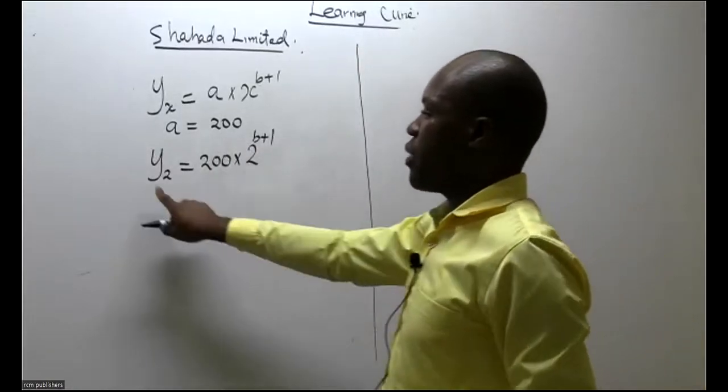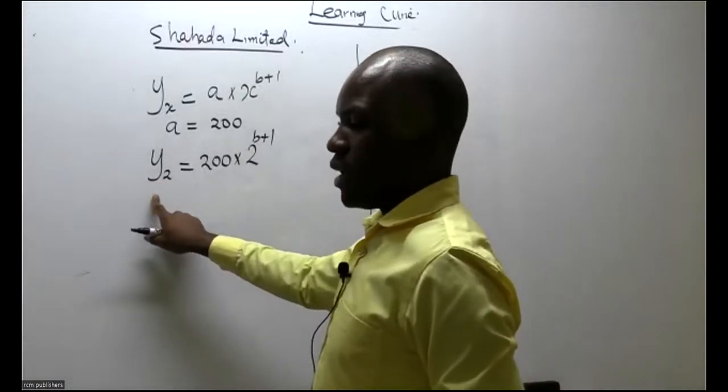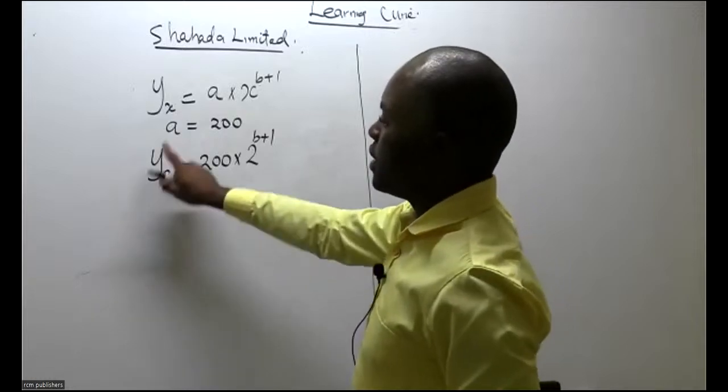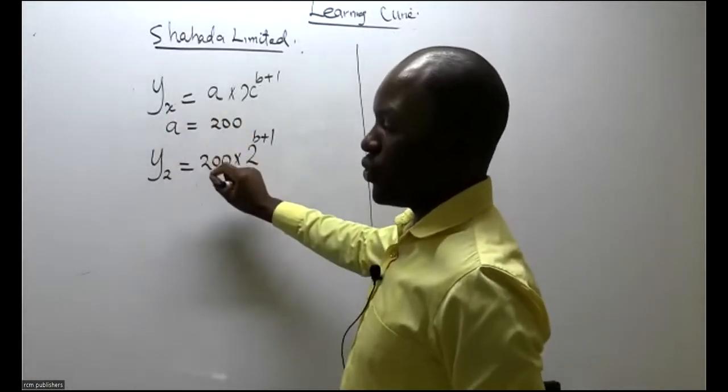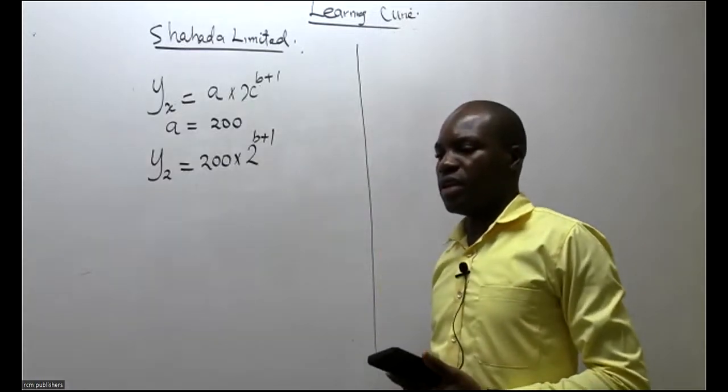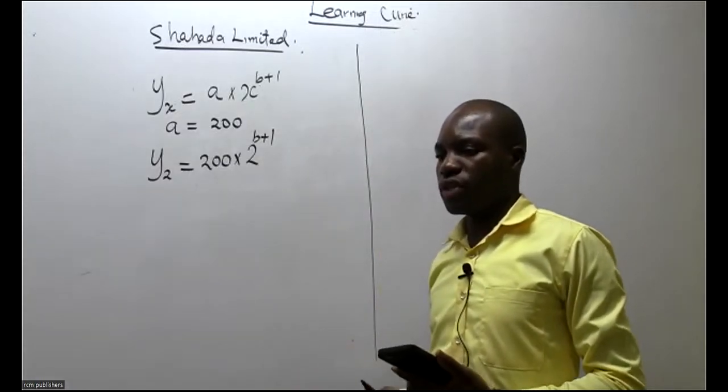Are we able to see where we have Y2? Can someone help me identify the value of Y2? Y2 is the time taken to produce the first 2 units. Do we have it anywhere?